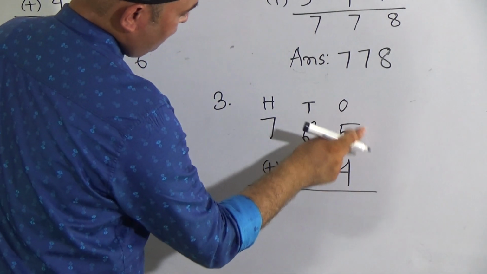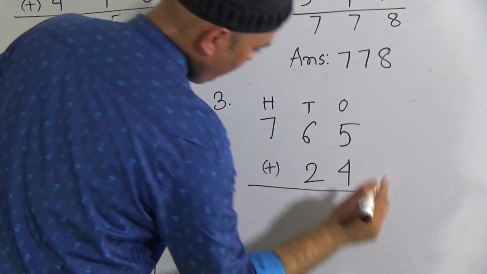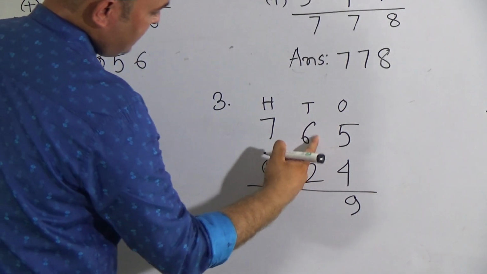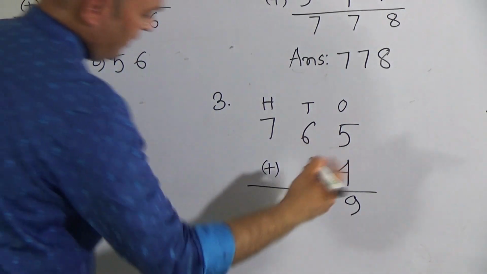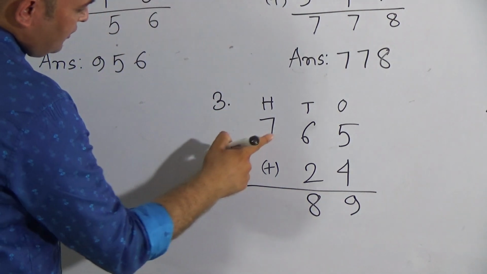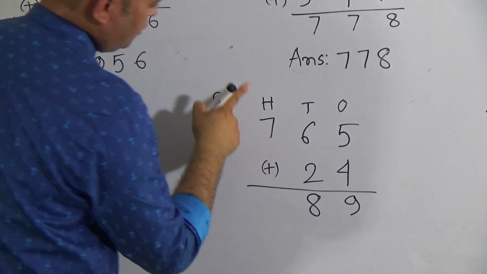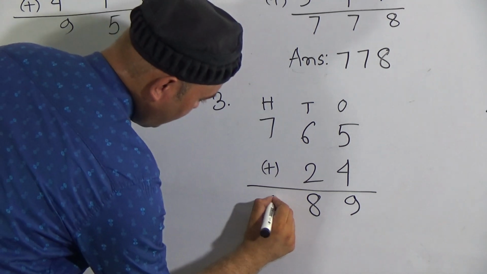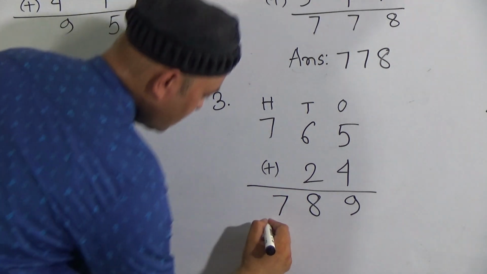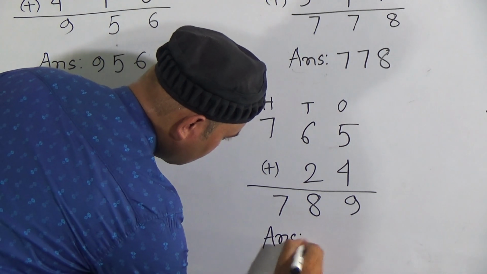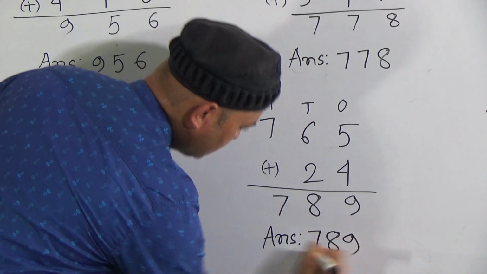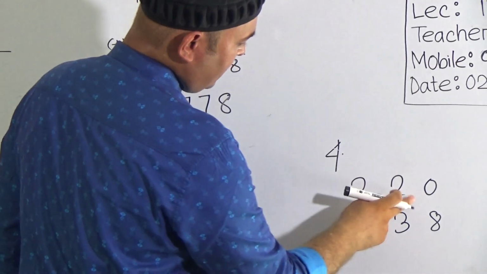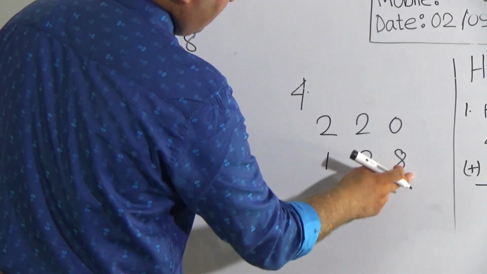First of all, we have to add the 1's place digits. Here is 5 and 4: 5 and 4 is 6, 7, 8, and 9. Here in the 10's place are 6 and 2: 6 and 2 will be 7, 8. And the last one, since there is only 7 in the 100 place in the top number and there is no digit in the bottom number, we have to bring down 7 here. So the answer is 789.